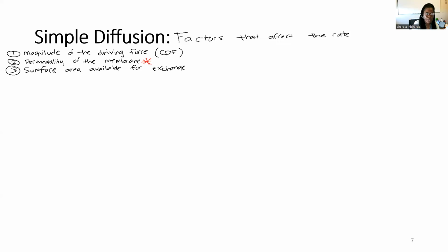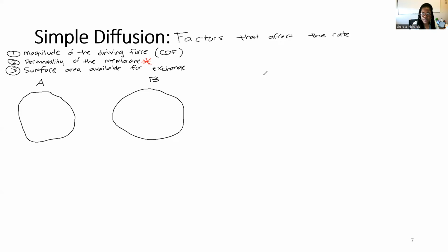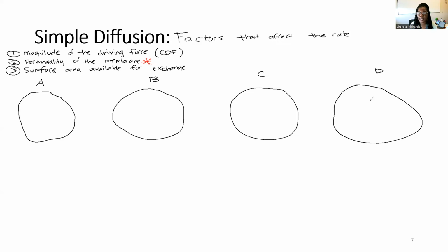So let's draw out a few scenarios here. Let's do A. This will be our first scenario. B, our second scenario here. C, and then D. Oops, this one looks like an egg. Okay, so these are basically cells, right? So cells inside here, they have a membrane. So we're going to have this membrane that's separating two sides.